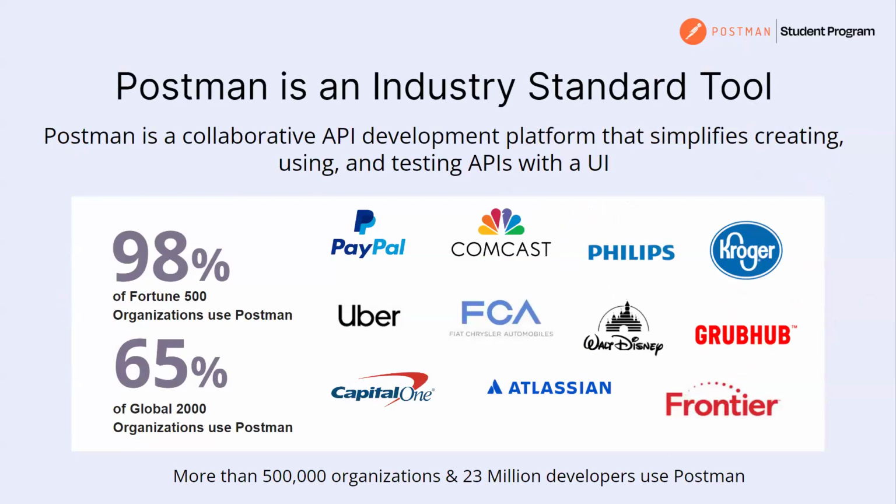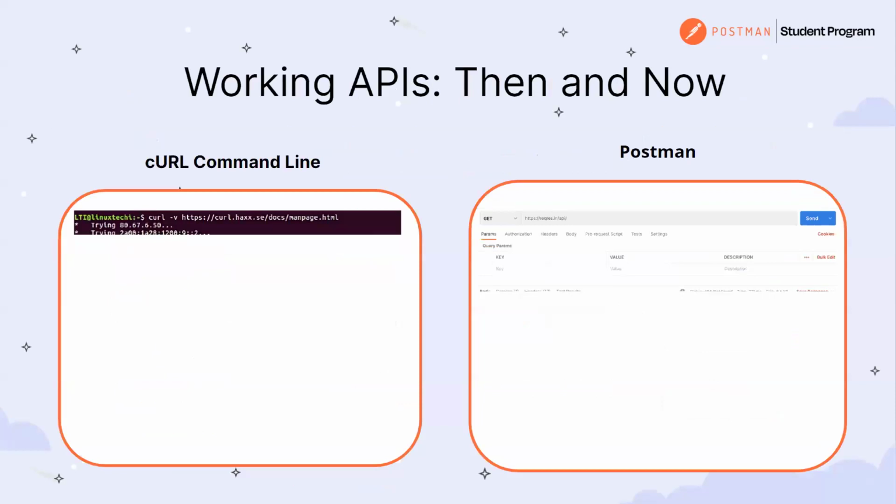We will be giving you a hands-on experience in the next session. Postman is used by many Fortune 500 organizations like PayPal, Philips, Atlassian, and Uber. It is used by 65% of the Global 2000 organizations, by more than 5 lakh organizations worldwide, and 23 million developers use Postman. So it is an industry standard tool for a collaborative API development platform that simplifies creating, using, and testing APIs with a UI.